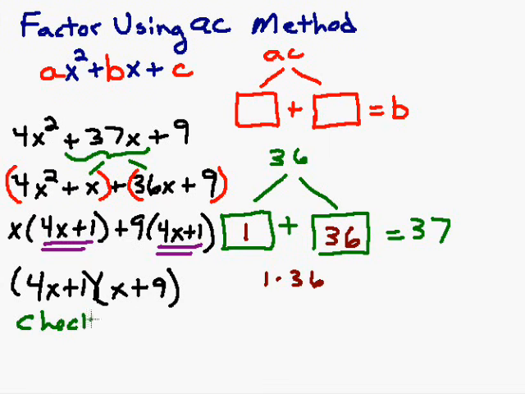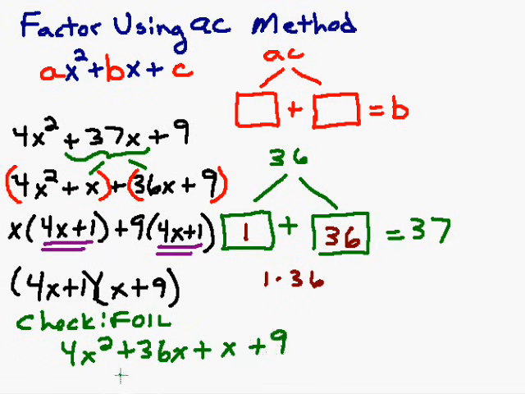So to check that, I'm going to do FOIL. And if I FOIL these two binomials together, I should end up with the original trinomial. 4x times x is 4x squared. 4x times 9 is 36x. 1 times x is 1x, or just x. And 1 times 9 is 9. And then I can combine my middle terms. 36x plus 1x is 37x plus 9, which is my original problem. So I feel good about that. That's right. And this will be my final answer.